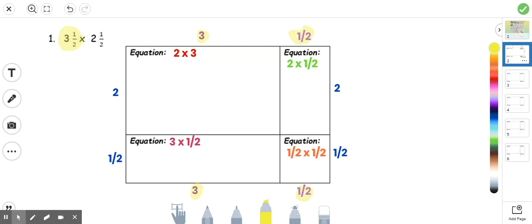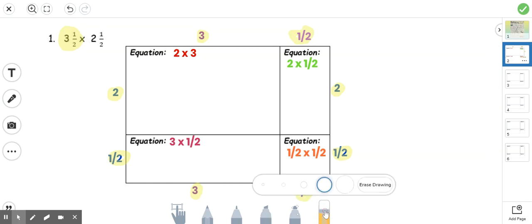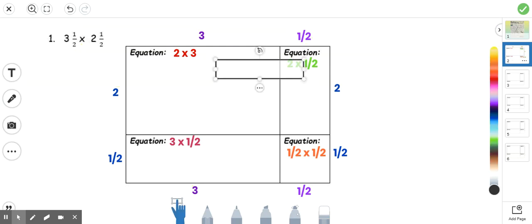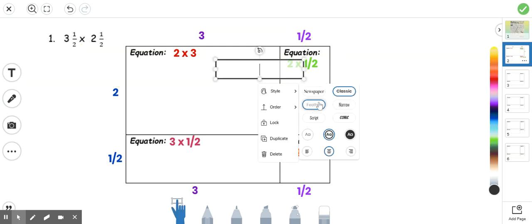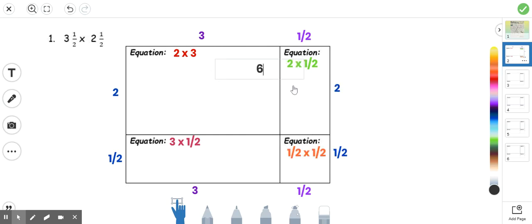Then I take my second number. So if my 3 went across the top, my 3 and a half, then my 2 and a half is going to go down the side. So here's my 2 and a half and my 2 and a half. And now you just multiply these like you would when you're multiplying whole numbers, okay? So I look, what is 2 times 3? Well, 2 times 3 is 6, okay?